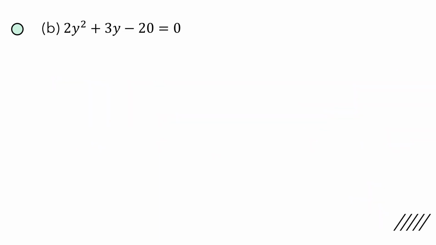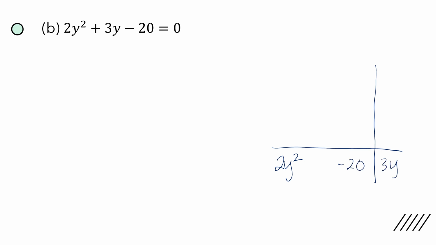Right, let's do a second question. So first of all, let's draw your cross, and then you arrange it properly. So we have 2y squared first, followed by negative 20, followed by positive 3y. Alright, so how do you get 2y squared? To get 2y squared, you can have 2y multiplied with another y. 2y times another y will give you 2y squared.